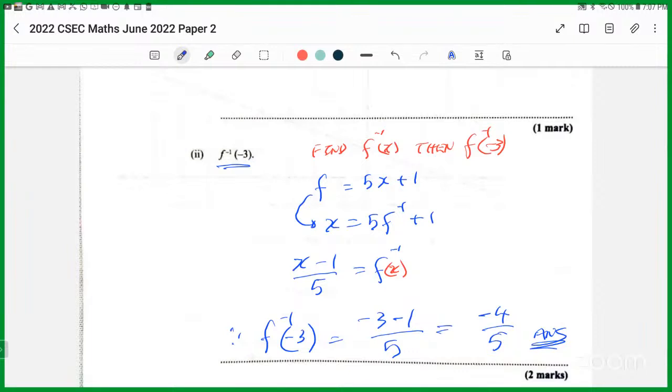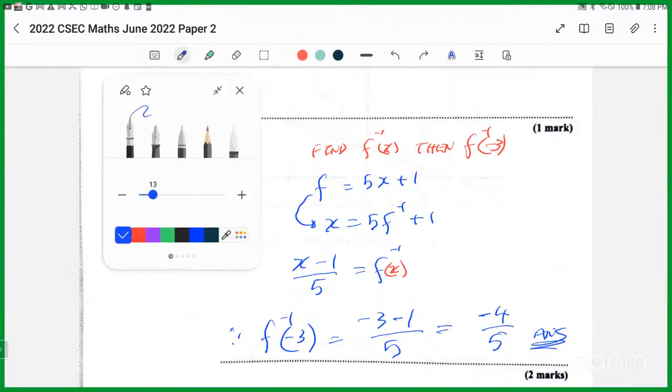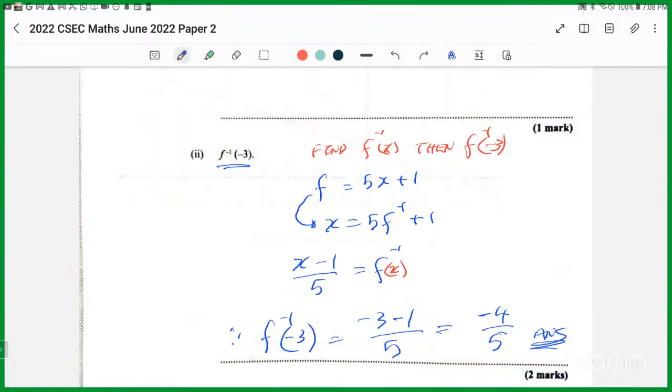Yes, sir. Do you want to see the other method on the side here still, or no good? Yes, sir. Let's do the other method.